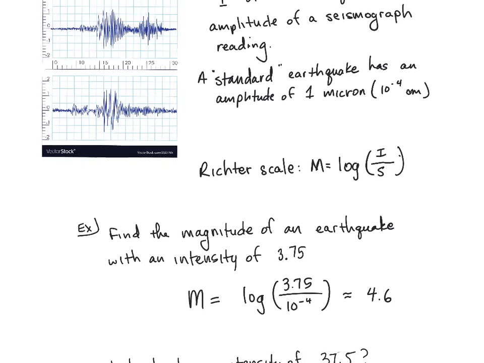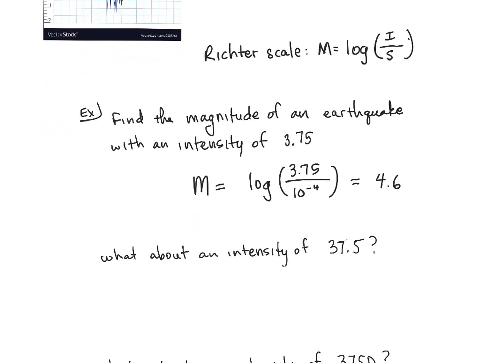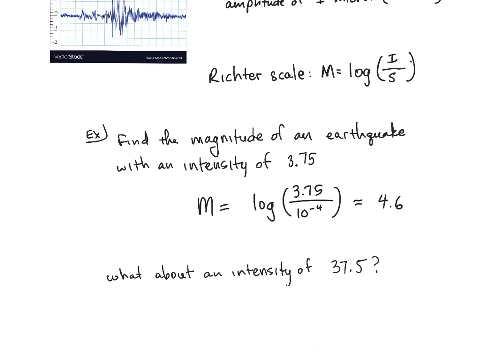But let's see how that compares. What about an earthquake that has an intensity of 37.5? So this is 10 times stronger, or it's one that's 10 times as intense if it measures 37.5 centimeters on the seismograph. So its magnitude would be log 37.5 divided by 10 to the negative 4. And this measures roughly 5.6 on the Richter scale.